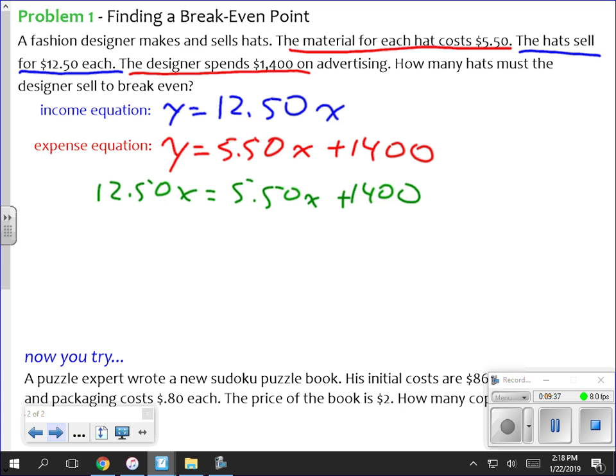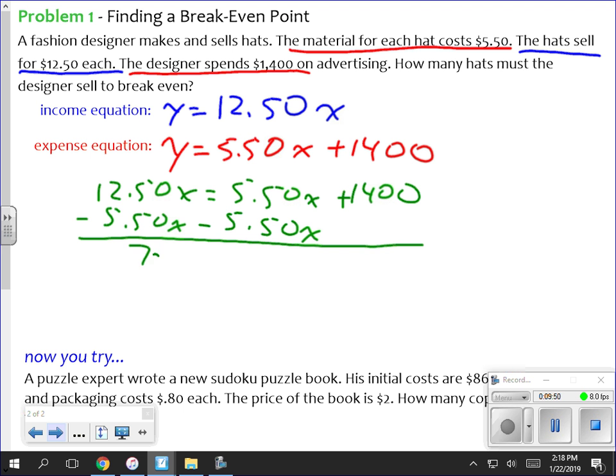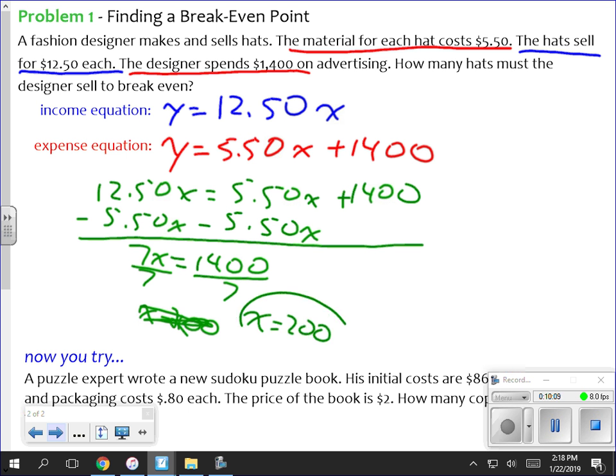Solve for x. Subtract 5.50x from both sides. And you get 7x equals 1400. Divide both sides by 7. X equals 200. So how many hats do I have to sell to break even? I got to sell 200 hats.